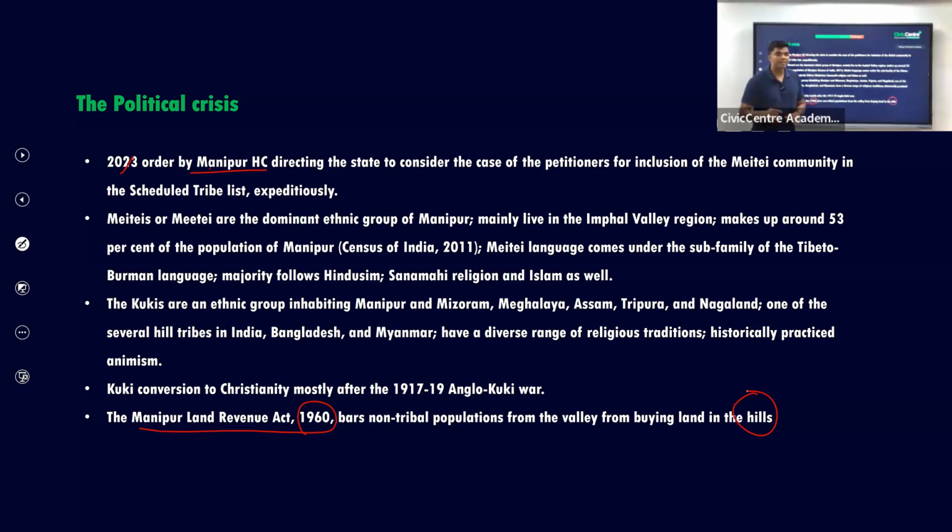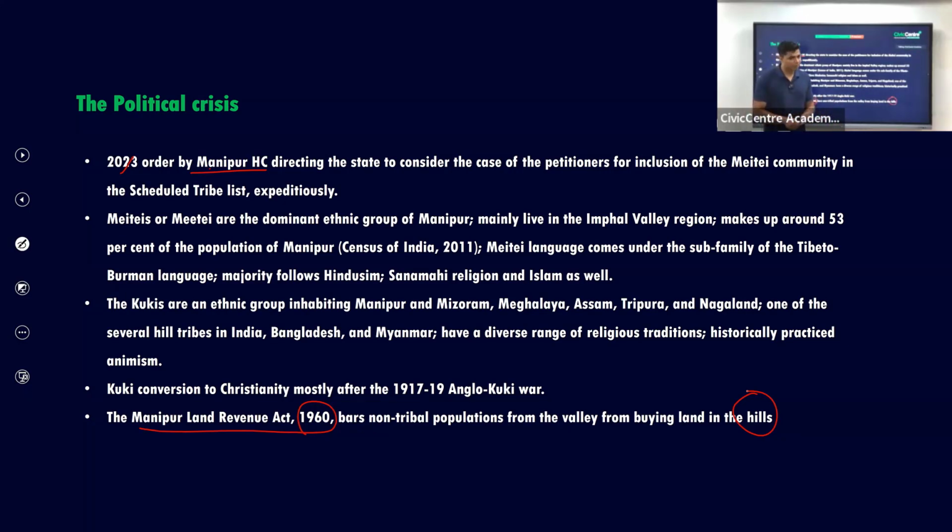When the petition was filed, there were issues from the Kukis. The Kukis are telling, already out of 60 MLAs, you have 40 people. The valley is the most developed area. Hills are not developed. If you visit, you will understand. There is a point on both sides. You are enjoying all the facilities now. If you get the scheduled tribe status also, you will come to our area, then you will completely dominate.